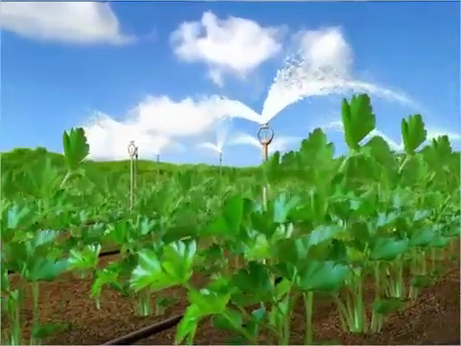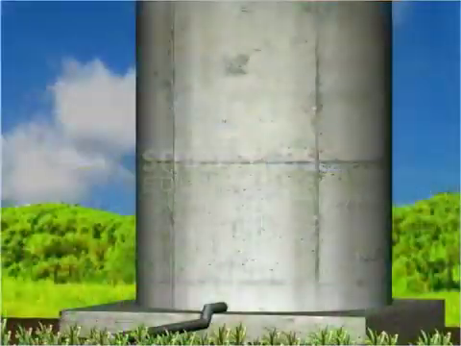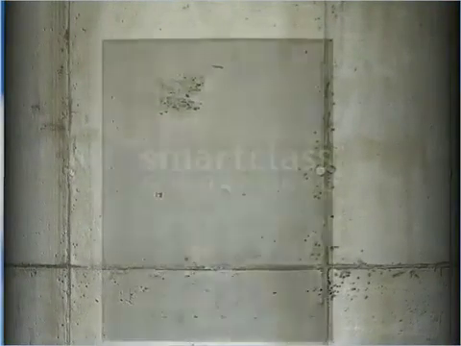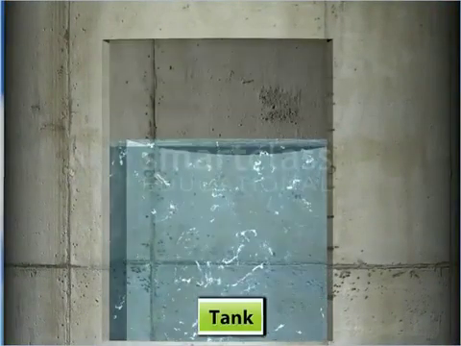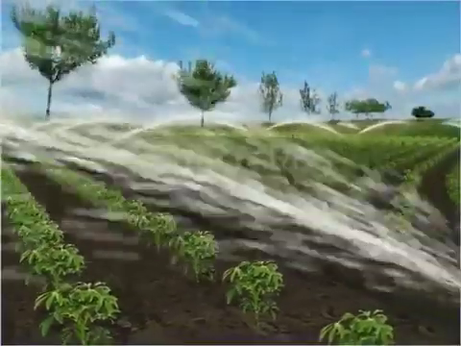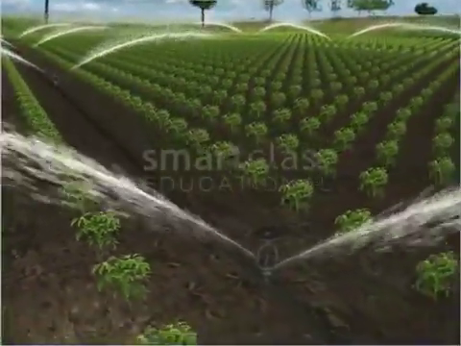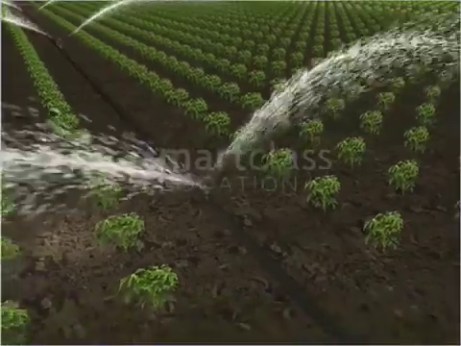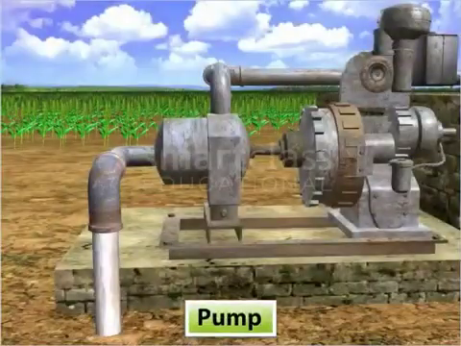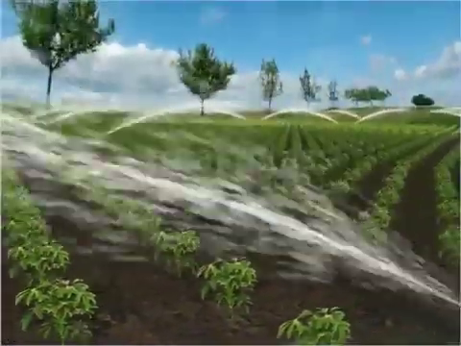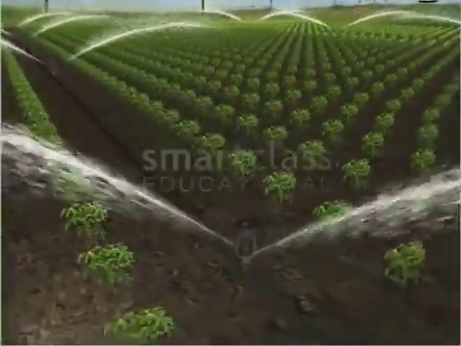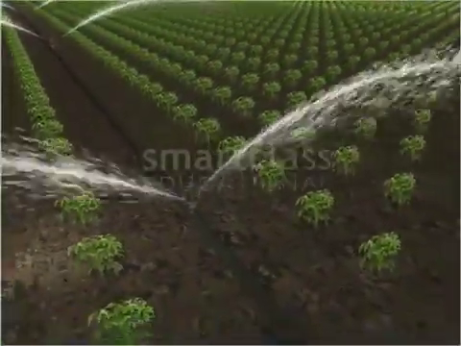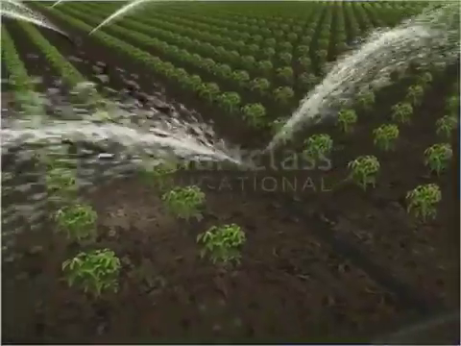The pipes are placed on the field and are connected to the main pipelines that emerge from the main water storage tank. Water is conveyed under high pressure through the pipes with the help of a pump. The water comes out from the rotating nozzles in the form of spray, somewhat as rain.